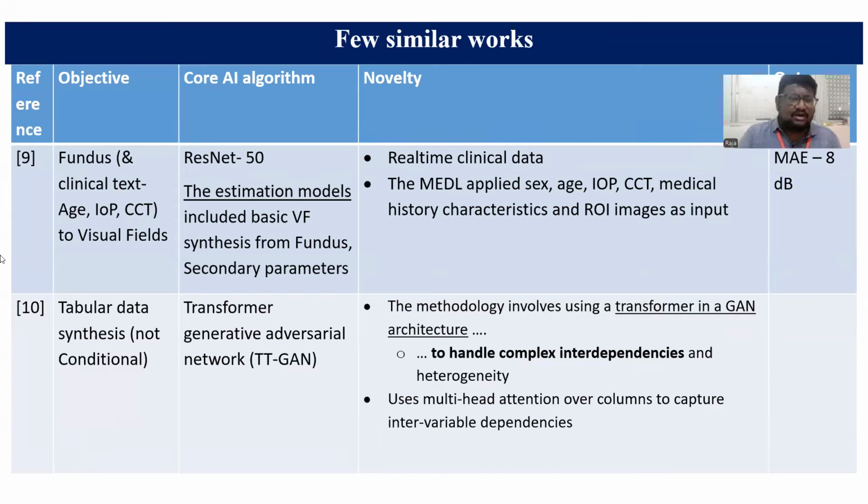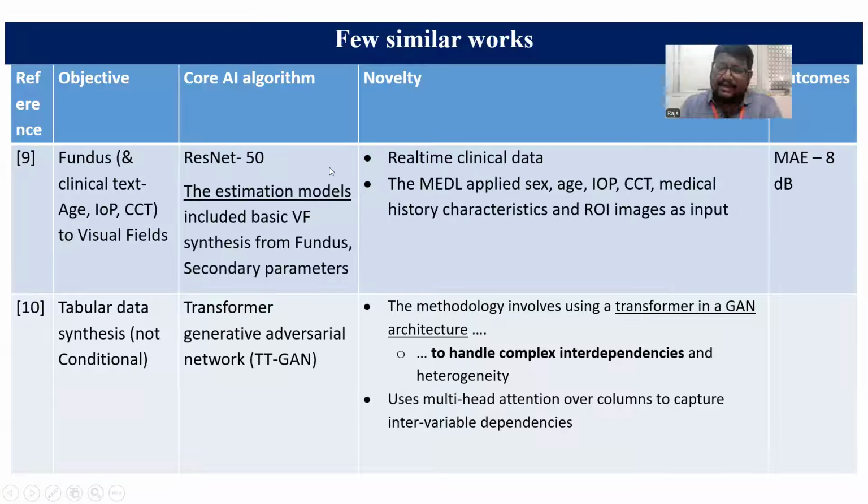Regarding the GRAPE dataset, as we have already seen, I want to talk about a few other works. This work, number 9, is one of the very few papers that have synthesized visual fields from fundus images, and they have used the ResNet-50 algorithm. This estimation model is a basic visual field synthesizer from fundus and the secondary parameters, exactly what is available in the GRAPE dataset, and they are getting a mean absolute error of around 8 dB.